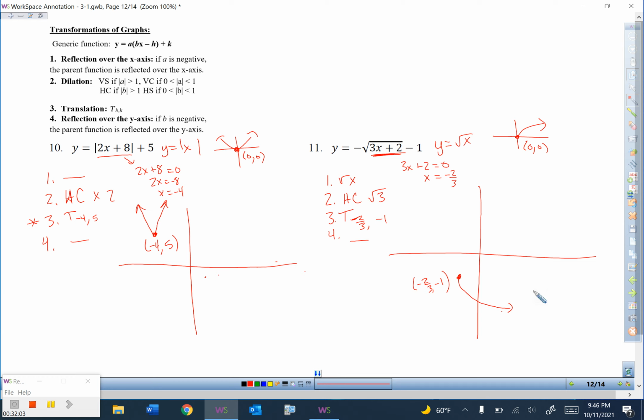I'm going to talk for this one just for a bit. A lot of the purpose of being able to sketch these is so we can answer questions about domain and range super quickly. Our domain here for this graph would be starting at -2/3 going to infinity. And the range, because of the reflection, actually starts at -infinity and goes up to -1. Okay, using that endpoint, we can figure that out.